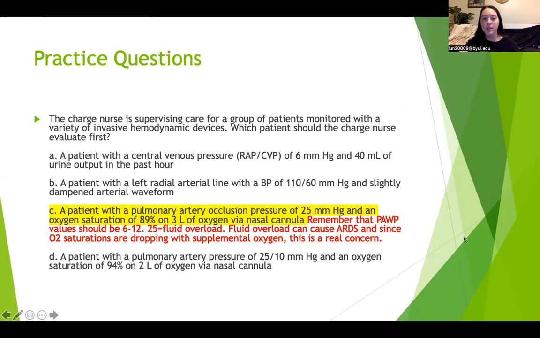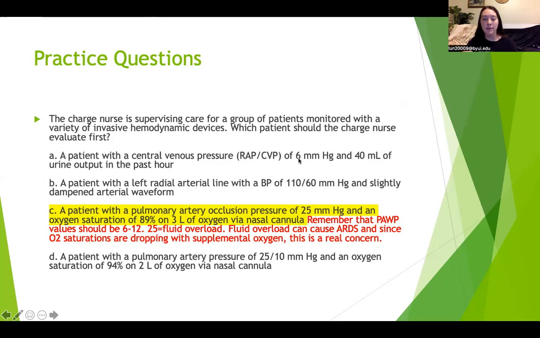Okay, so the charge nurse is supervising care for a group of patients with a variety of invasive hemodynamic devices. Which patient should they evaluate first? So the answer is C, a patient with a PAWP of 25 and an oxygen saturation of 89% on 3 liters of oxygen via nasal cannula. Remember that PAWP should be between 6 to 12. 25, anything above that, remember, means there's an overload somewhere. So fluid overload can cause ARDS, and since O2 saturations are dropping, but they're on oxygen, this is a real concern, okay? Let's look at the other ones.